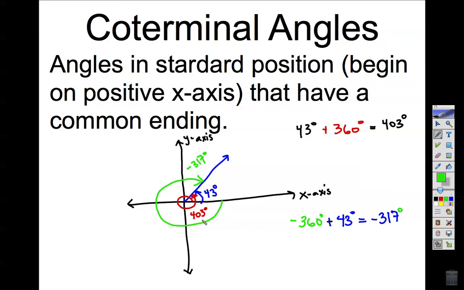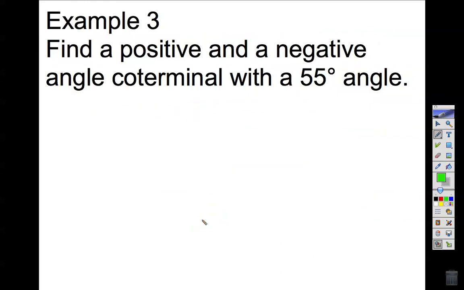So we are either going to add 360 degrees to find a coterminal angle, or subtract 360 degrees to find a different coterminal angle. So we're going to find a coterminal angle that is both positive and negative with 55 degrees. In order to do that, 55 degrees is positive, so I'm going to add 360 degrees to that, and I get 415 degrees.